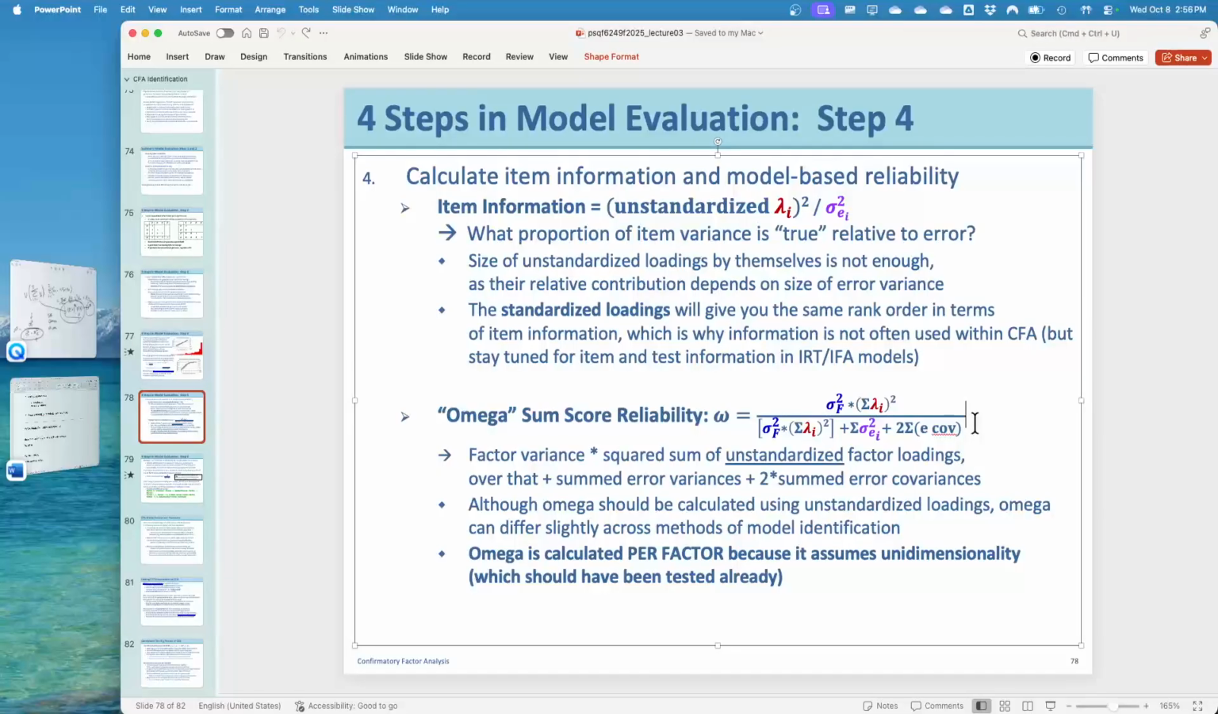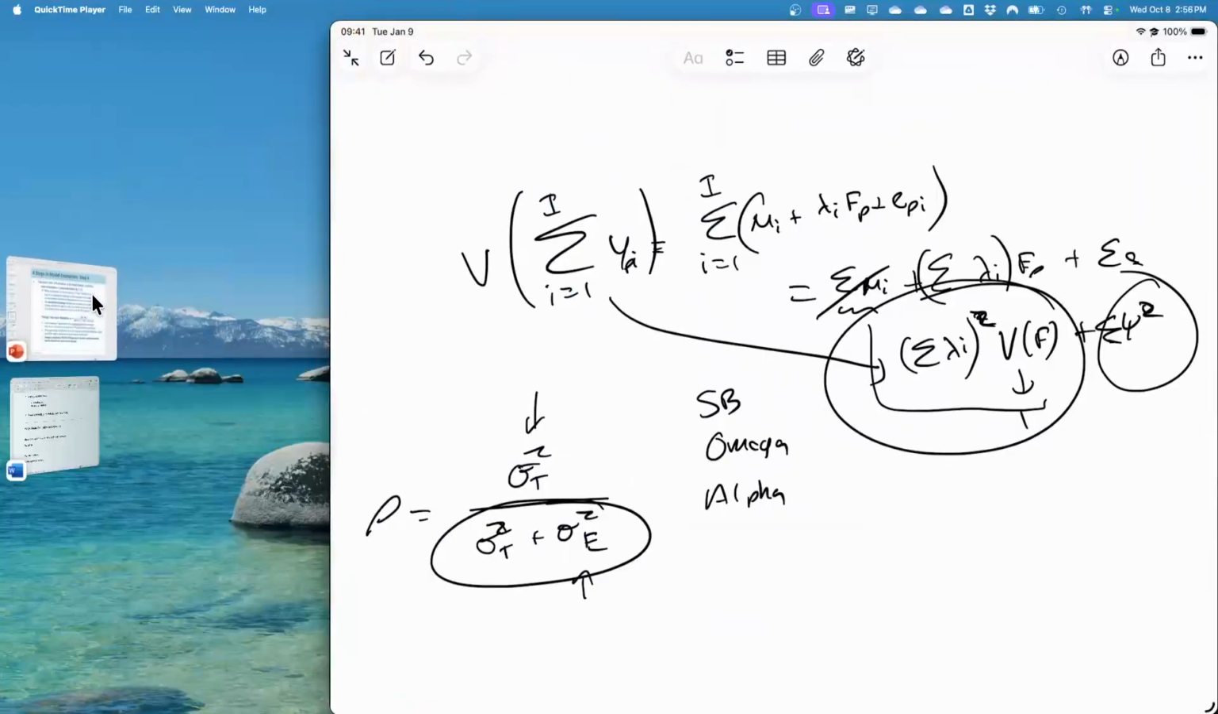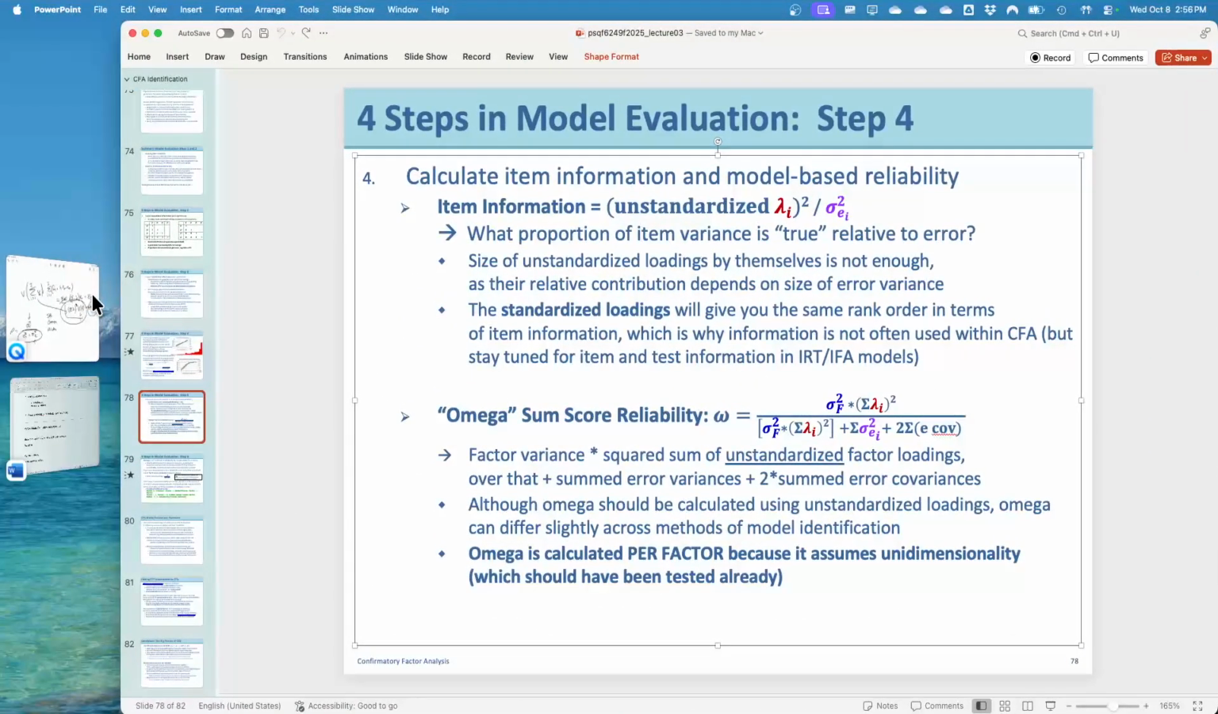But again, thinking about where reliability comes from, why I did this derivation for you here was to get you thinking: we started with a sum score, but we put a model on that. So we just put the sum of our model together, and that gives us the concept of reliability for the sum score.